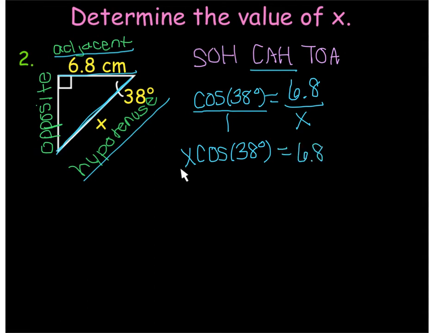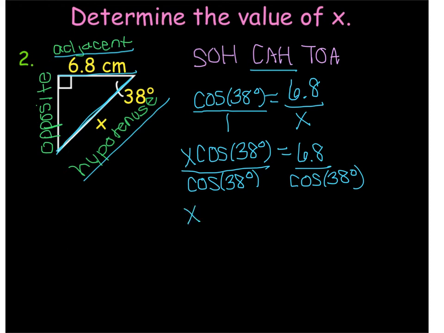Now our whole goal is to get x by itself, because the directions say to determine the value of x. So we have to look at what's happening to x. Well, x is being multiplied by the cosine of 38 degrees. So in order to get x alone, we must, of course, divide both sides by the cosine of 38 degrees. And when we do that, over here on this side, we get x by itself. And then on the other side, we end up with this mess right here.